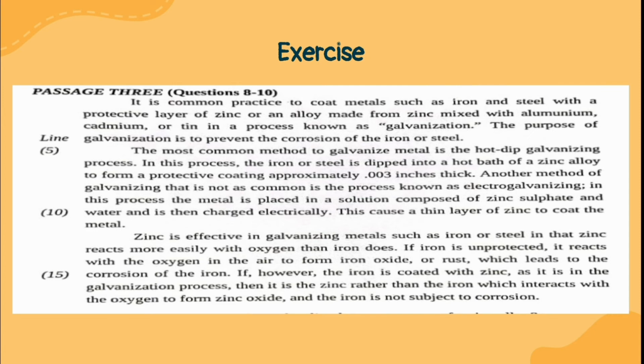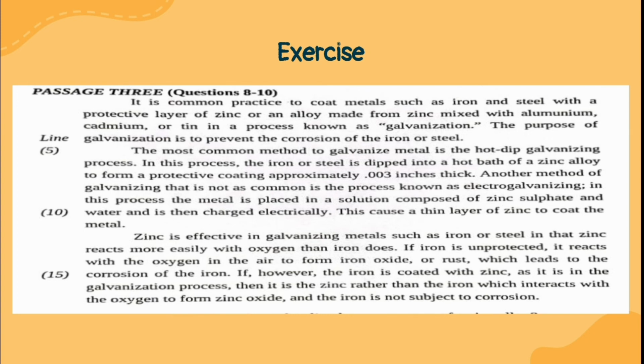0.003 inches thick. Another method of galvanizing that is not as common is the process known as electrogalvanizing. In this process, the metal is placed in a solution composed of zinc sulfate and water and is then charged electrically, causing a thin layer of zinc to coat the metal.